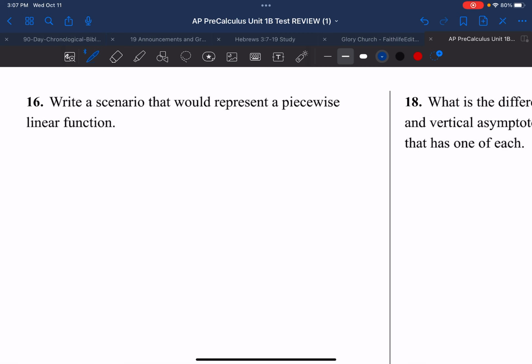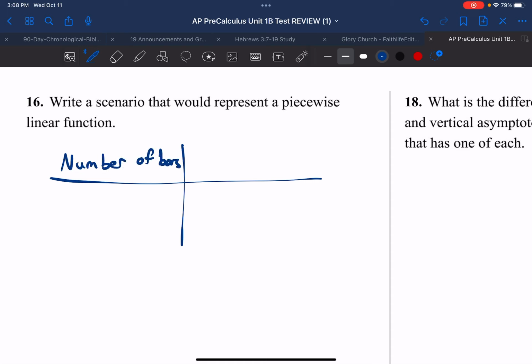Write a scenario that would represent a piecewise linear function. So when I'm talking about this, you can just have a scenario, and I'll just write it in the chart. So let's see. Let's just do a simple chart. So let's say I'm working with selling candy, and I'm selling candy bars. So the number of bars, and then I have how much it costs.